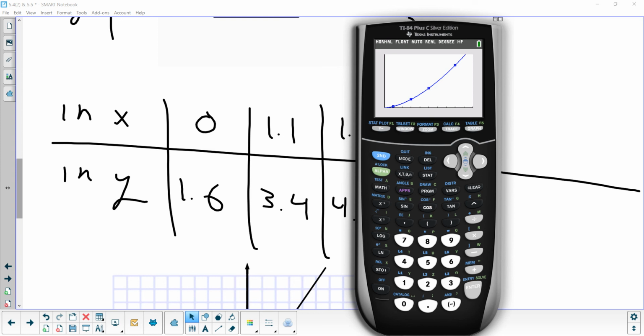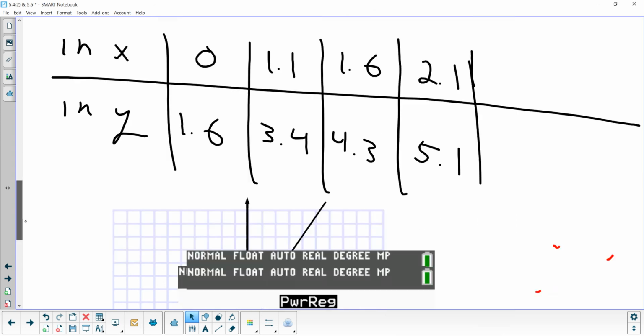Okay, so any question on determining if a power model is appropriate, and then how to find it on the calculator? If you forget, like for the homework, you can always just go back, look at the video, and see the buttons that I pressed again. Okay, because that'll be in the video.